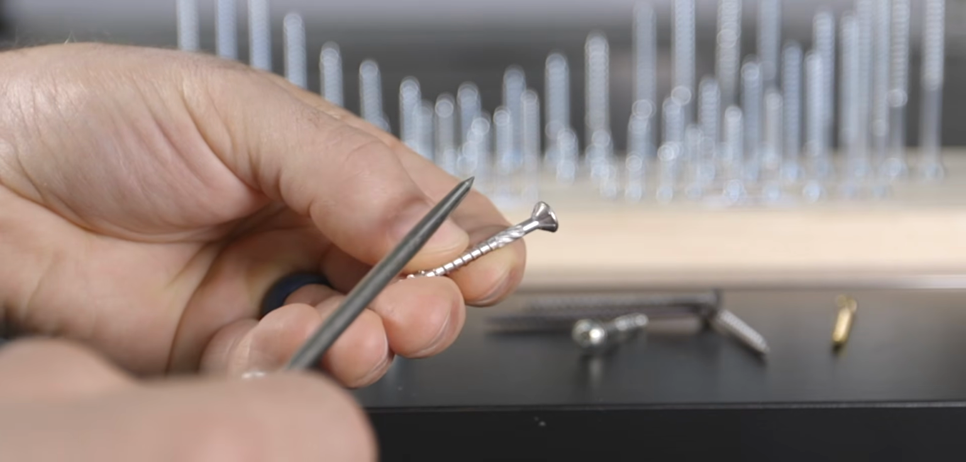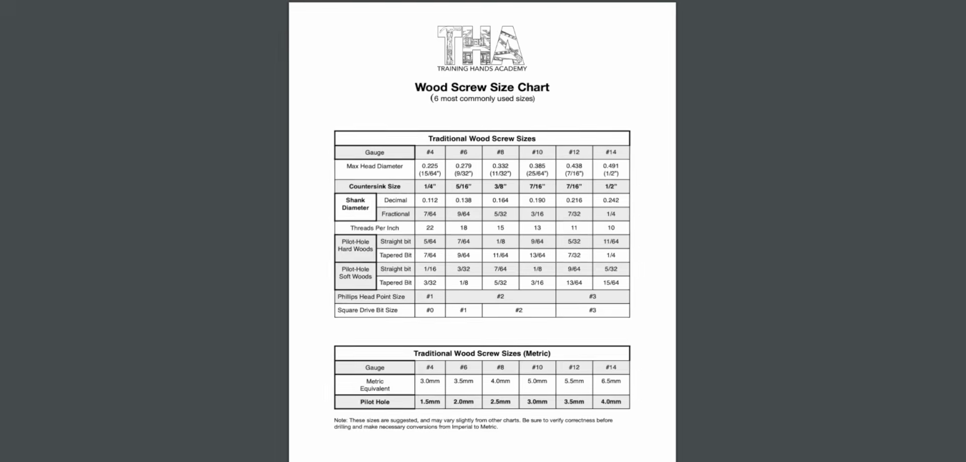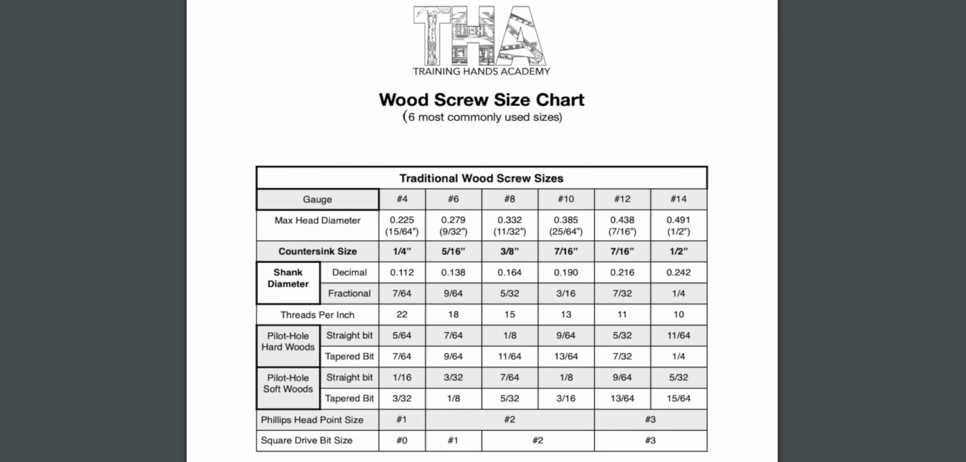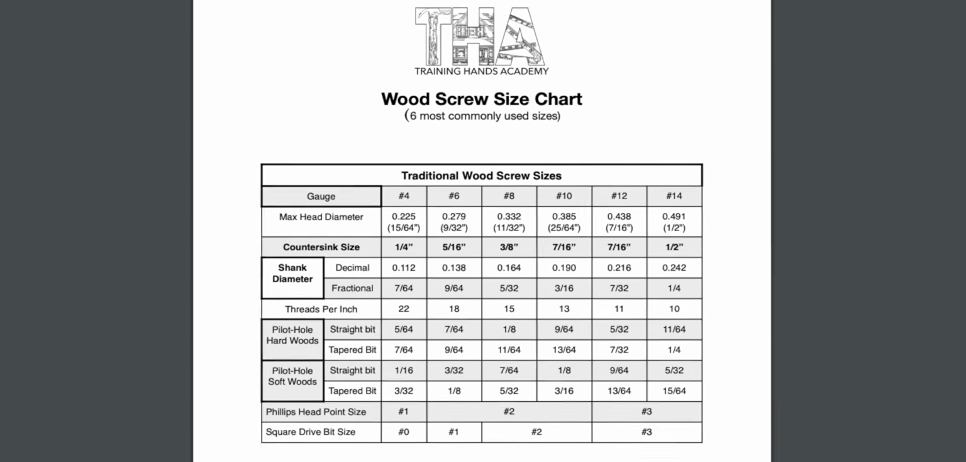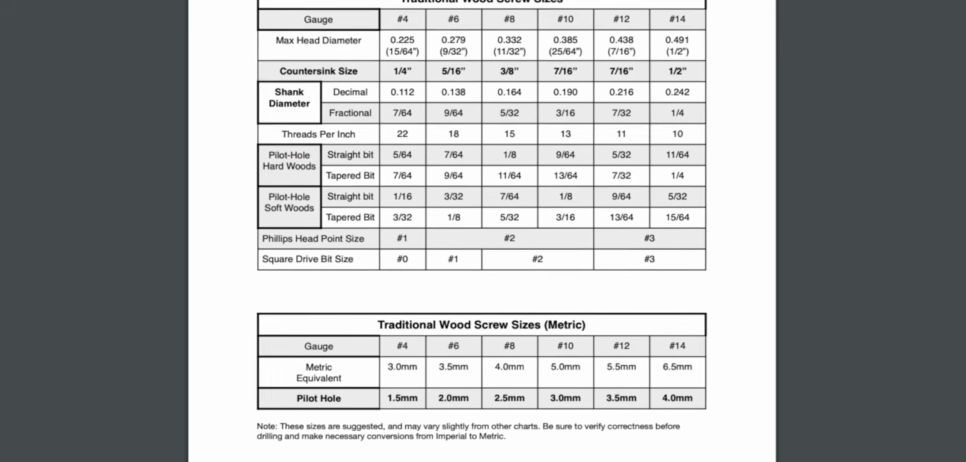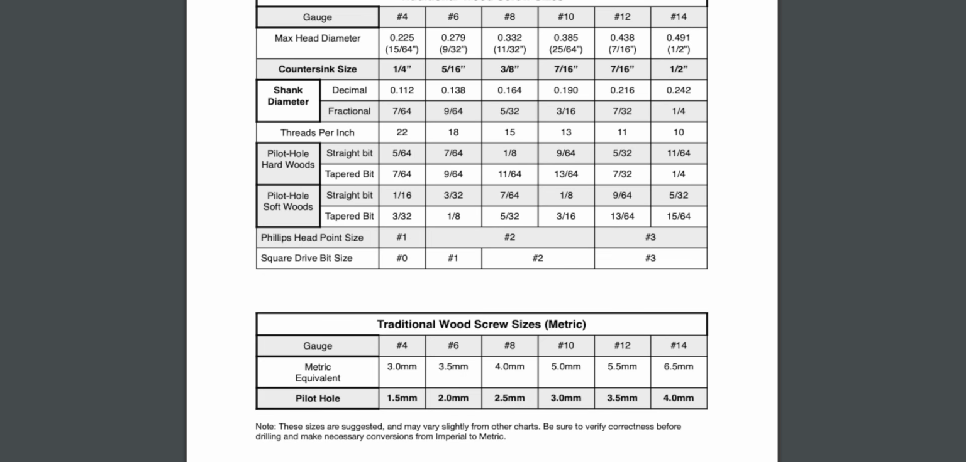To better help you understand today's information and so that you can access or reference that information later on, I've made you a few free downloadable charts. The first chart here looks at the 6 most commonly used wood screw sizes. It shows things like countersink size, shank diameter, threads per inch, pilot hole sizes, as well as the size of the drivers needed for each screw. At the bottom of the page, you can see another chart that shows the metric equivalent to the US gauge, as well as the pilot hole sizes.